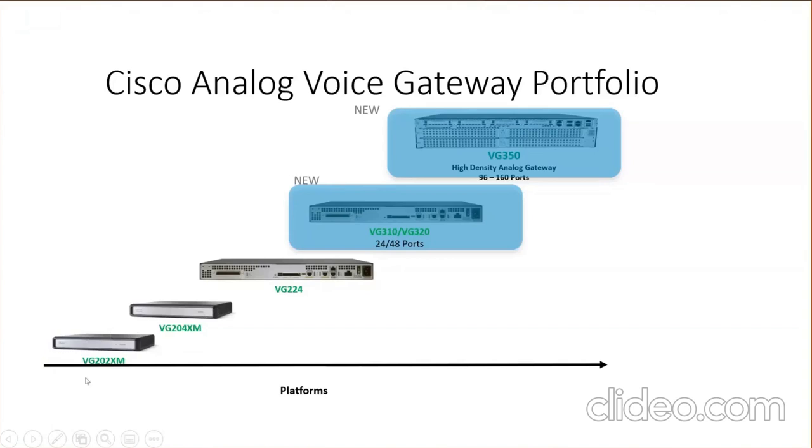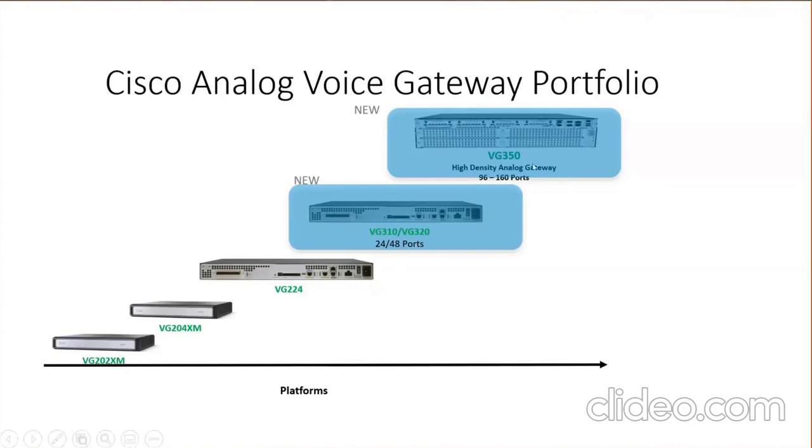There are differences in the number of ports. 202 has two FXS ports, 204 has 4 FXS ports, 224 has 24 FXS ports. VG310 and 320 have 24 and 48 ports respectively. VG350 has 96 to 160 ports. Now it has a range of ports.